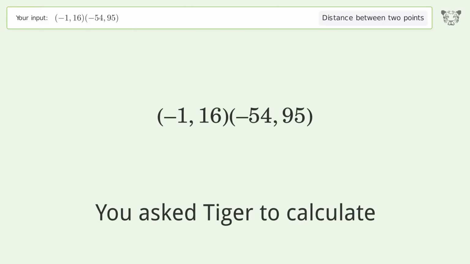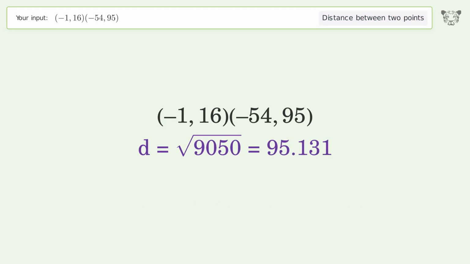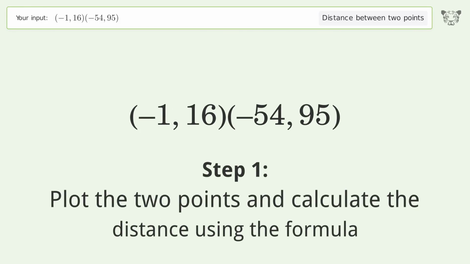You ask Tiger to calculate. This deals with the distance between 2 points. The distance between the 2 points is the square root of 9,050 or 95.131. Let's solve it step by step. Plot the 2 points and calculate the distance using the formula.